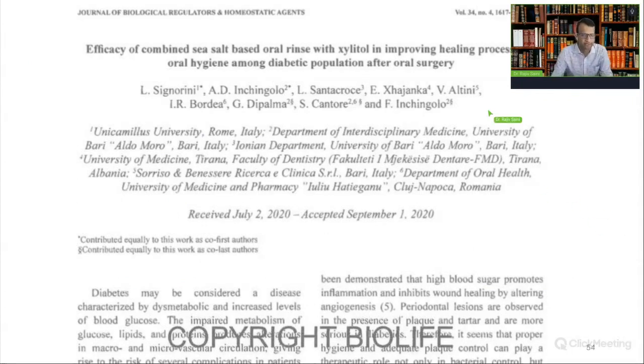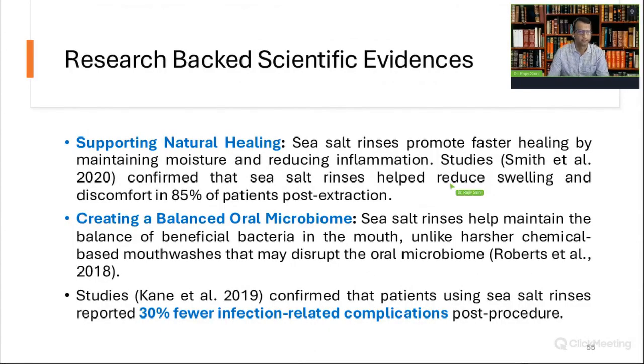There are studies that show that a sea salt based oral rinse improves the healing process and oral hygiene among diabetic patients after oral surgery. So imagine, these are diabetic patients, who are already two times more immunocompromised. If they have a better result, what about a non-diabetic patient? You will have excellent healing results after using sea salt based oral care products.